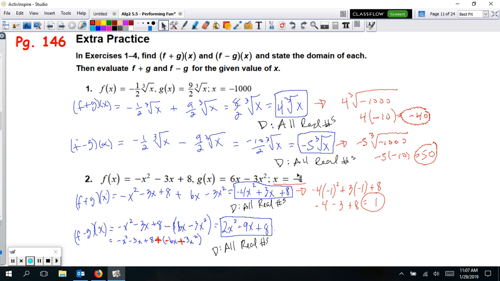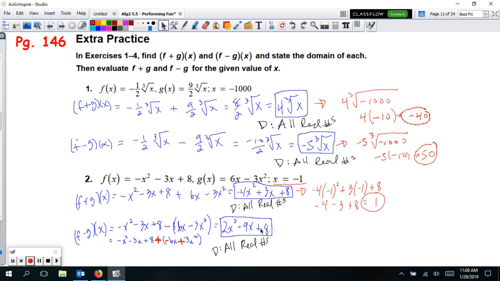Another way you might see this, the -1 might be here. See where it is over here where this x is? f plus g of x. If it's at f plus g of -1, then that means to evaluate for -1. Do exactly what we're doing, and we would get +1 for that.